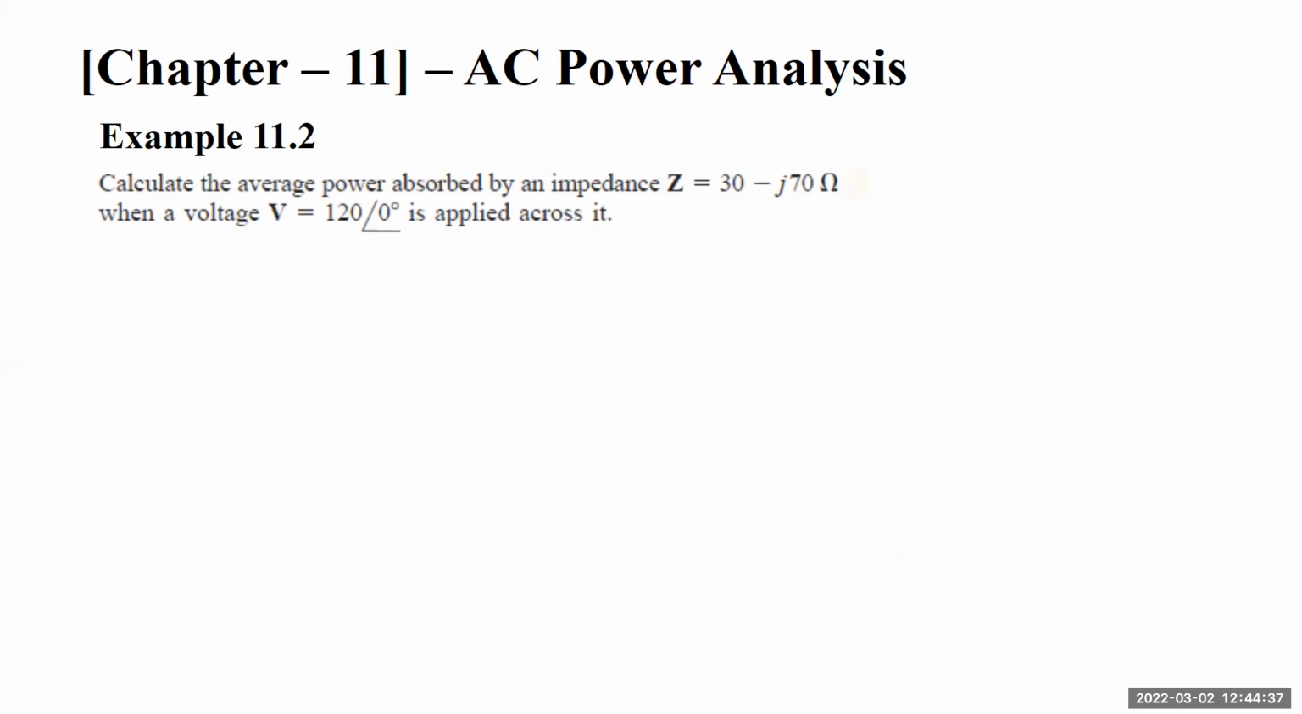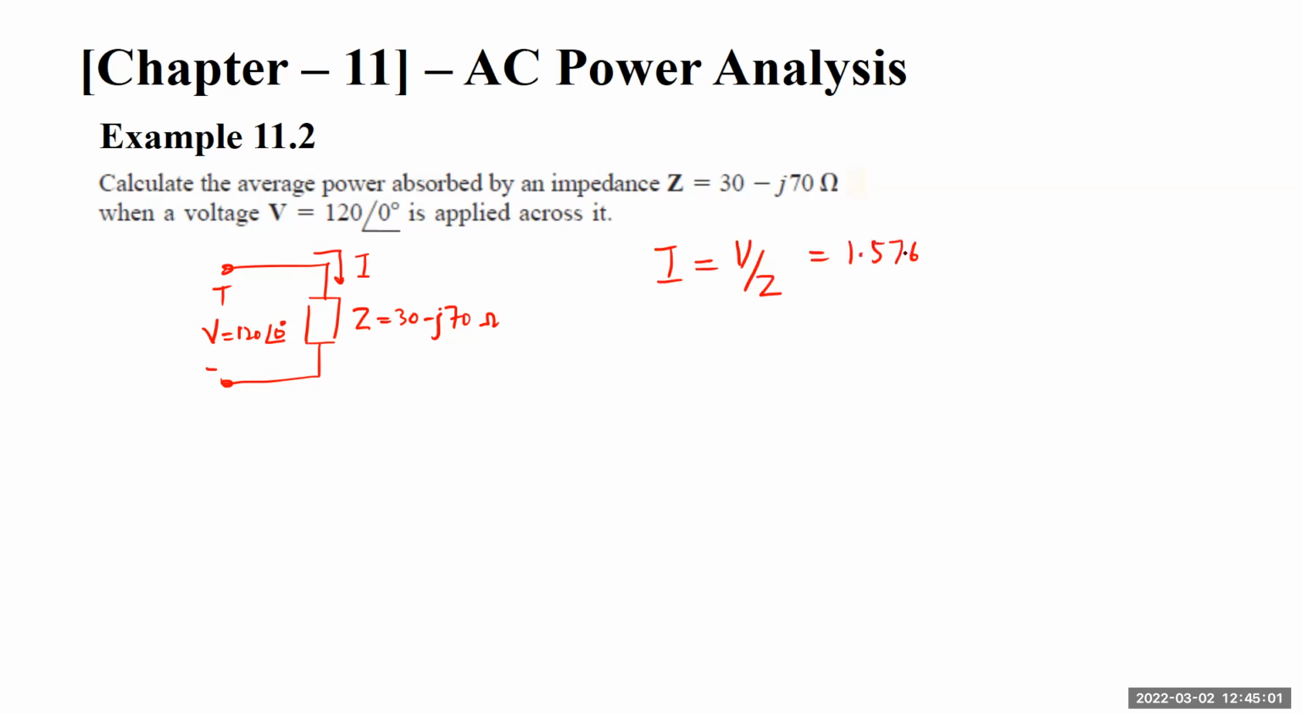And we can solve this in another fashion as well. Again, we have a similar circuit. We can use the phasor analysis, which we have seen: 20 angle of 0 degrees. Our Z is 30 minus j70 ohms. My current phasor value is 1.576 angle of 66.8 degrees amperes.